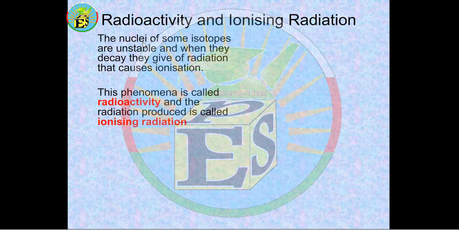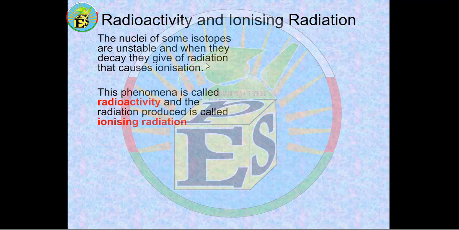It means we will have a different element, because the proton number, or atomic number, and the mass number will be different. So the nuclei of some isotopes are unstable, like uranium and cobalt, and when they decay, it means their atomic number will change.